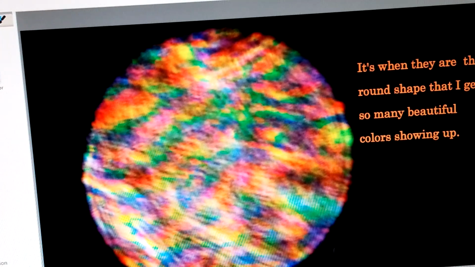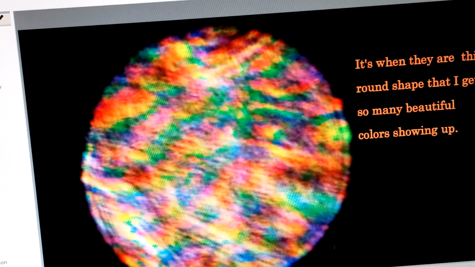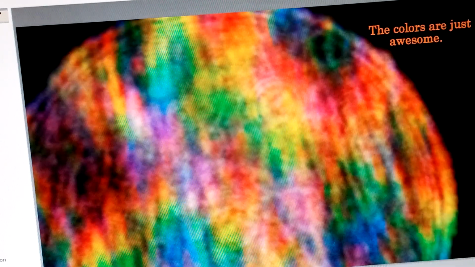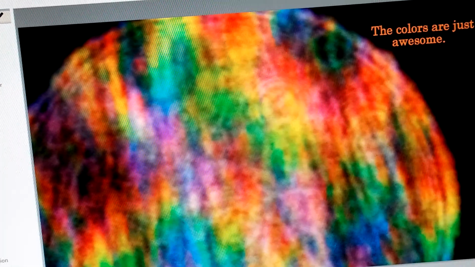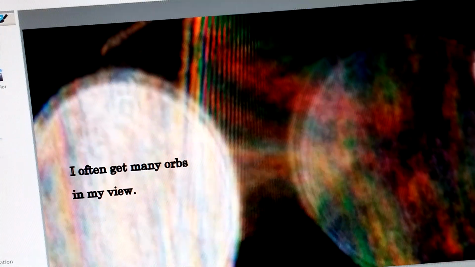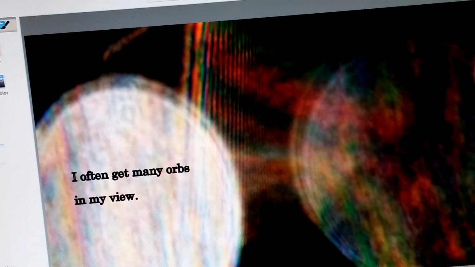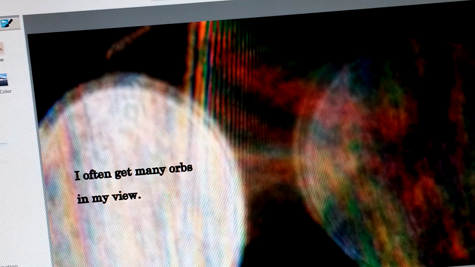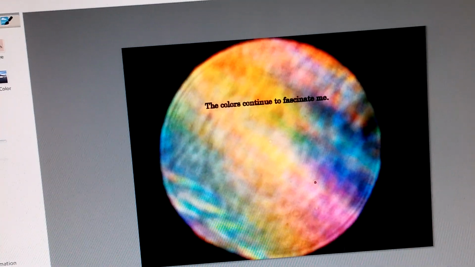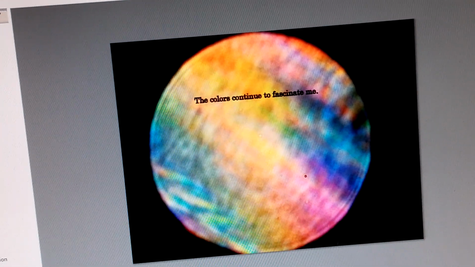It's when they are this round shape that I get so many beautiful colors showing up in the orbs. The colors are just awesome. I get many orbs in my view often. The colors continue to fascinate me.